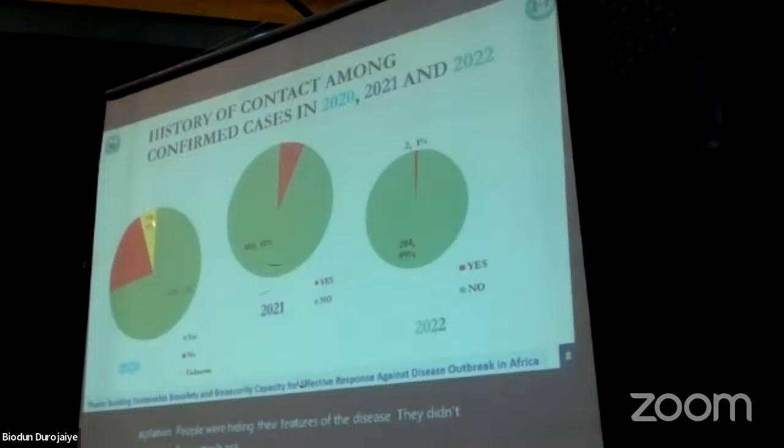In the yellow, people didn't want to say where they went. The red was, they didn't know whether they came across it through any contact. And the green region shows that they agreed they got in contact with someone who was ill before they got the disease. You can see in 2021 it improved, and in 2022, since there was no longer stigmatization, people were willing to say who they got it from and where they got it from.